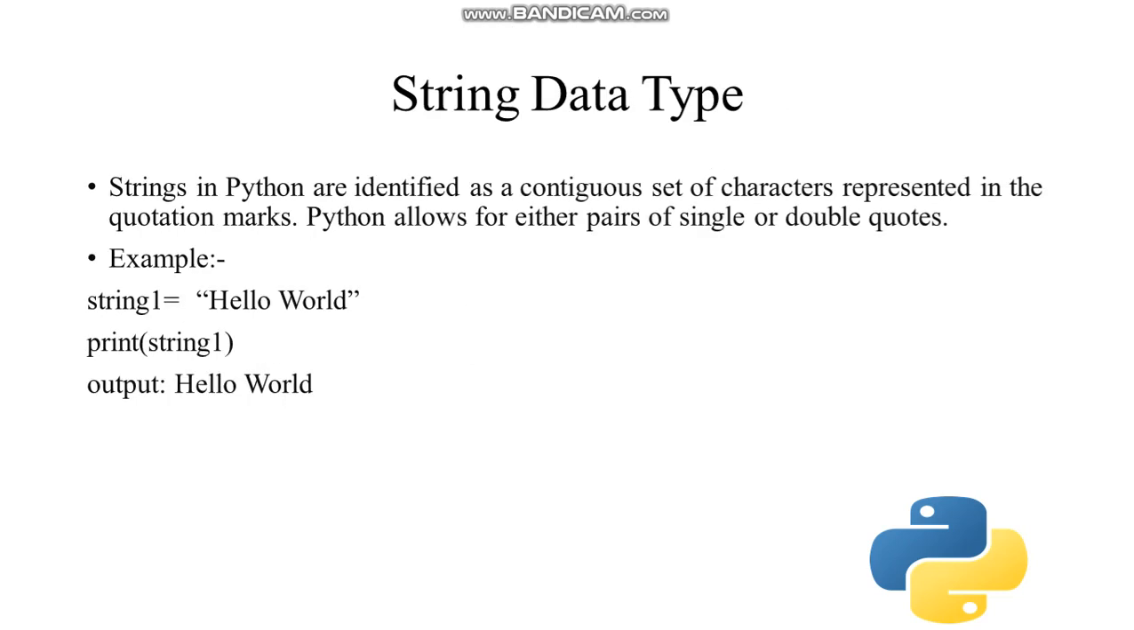Next data type is string data type. Strings in Python are identified as a contiguous set of characters represented in quotation marks. Python allows for either pair of single or double quotes. That means you can write your string in single quotes also or double quotes also. Example, string1 equals hello world. Print string1, it will give me output as hello world.